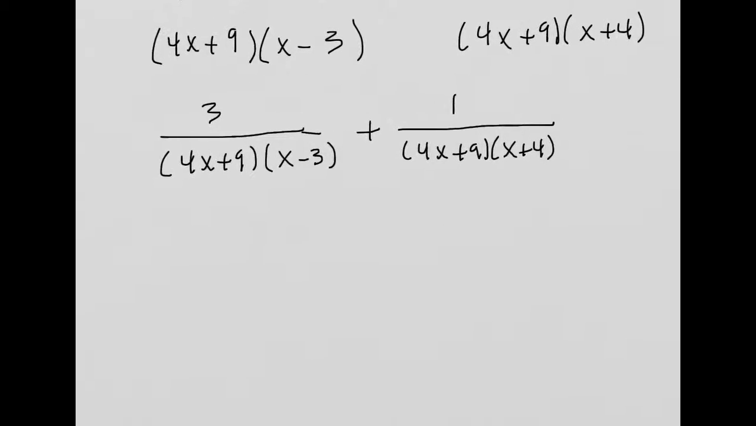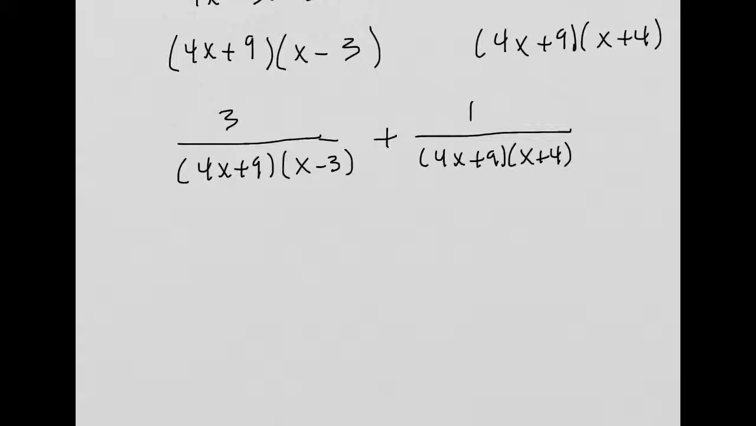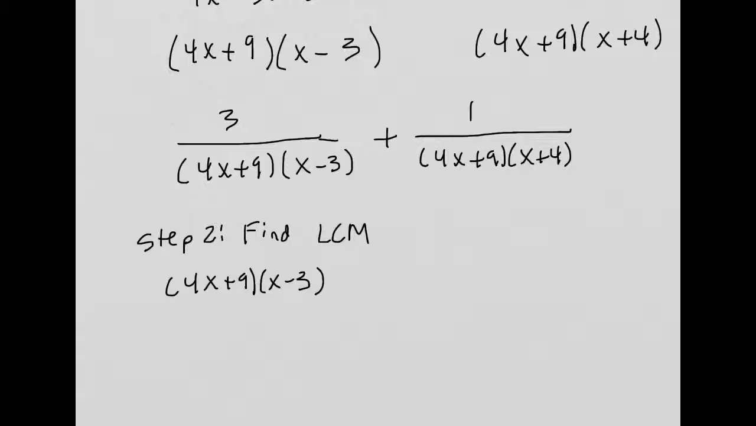Step 2 is I need to find that least common denominator. Or another way to state it is I need to find a least common multiple of both of my denominators. So when I look at my denominators, the first one is 4x plus 9 times x minus 3. The second one is 4x plus 9 times x plus 4.